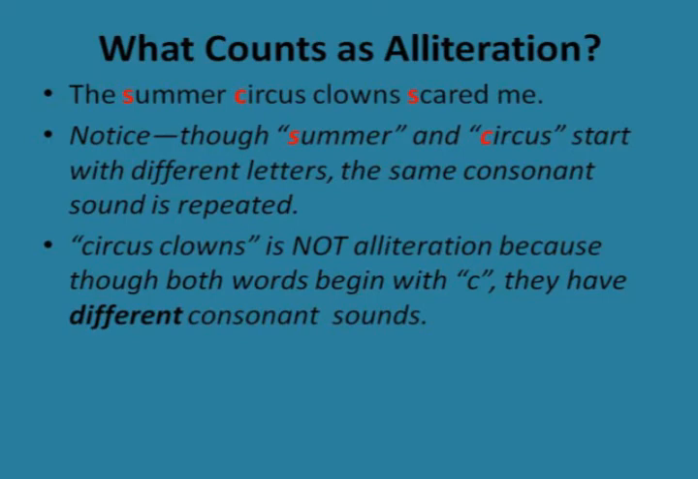Well, I mean, I hear it, but they're not bright like that all the time. Let me read the rest. "Circus clowns" is not an alliteration because though both words begin with a C, they have different consonant sounds. Yeah, like circus and clowns. That's totally different start-offs. You should know that because the CL is a consonant blend, and the CI is not. Okay, moving on.